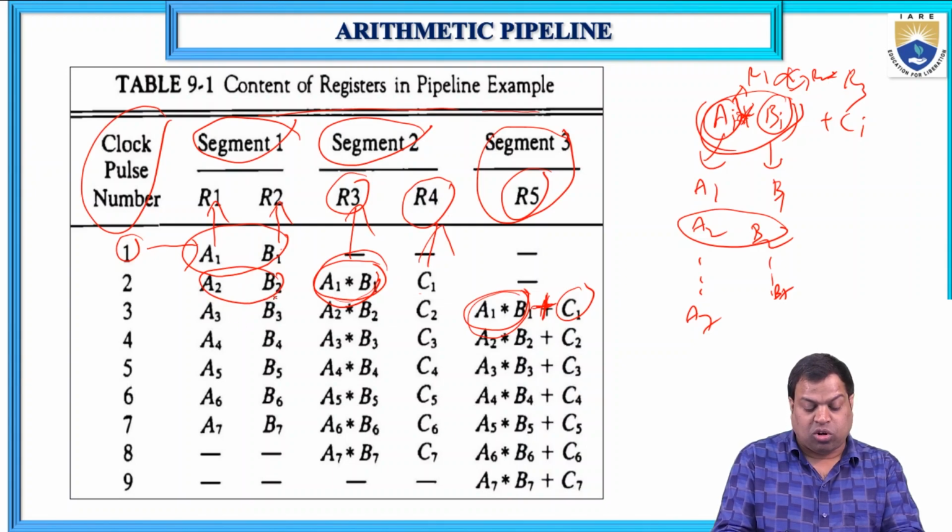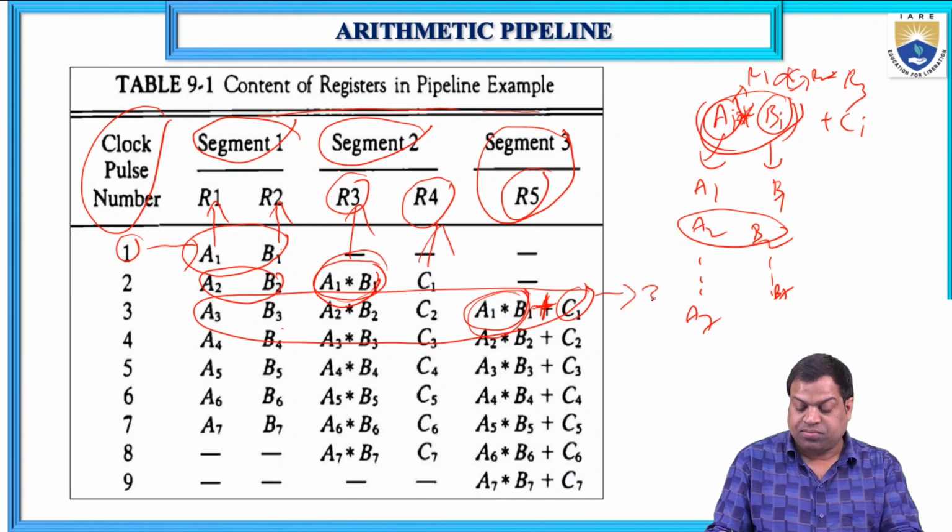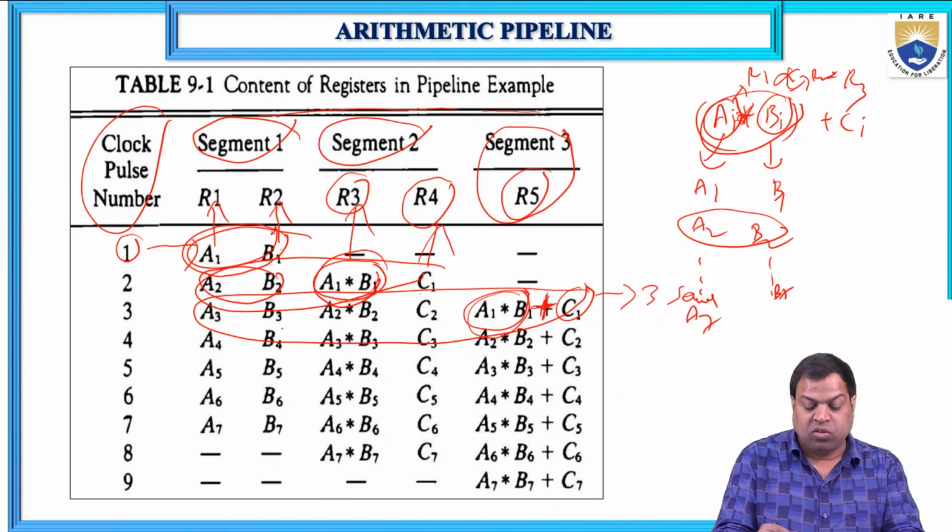So A2, B2 is called in clock 2, and in clock 3 pulse, A3, B3 is also called, and parallelly A2 into B2 is going on, and C2 also called, and A1 into B1 plus C1 is going on. So how many segments are going on here? In clock 3, 3 segments. In clock 2, 2 segments. In clock 1, 1 segment.